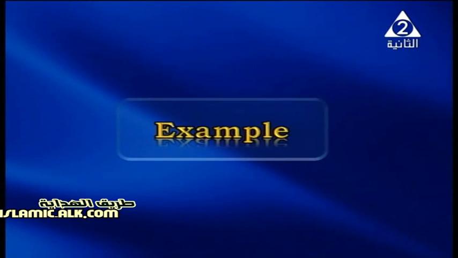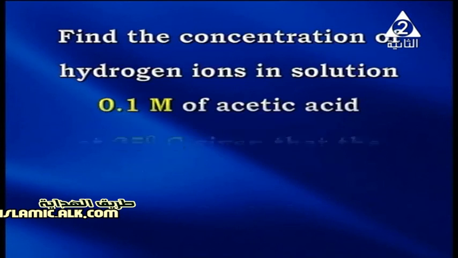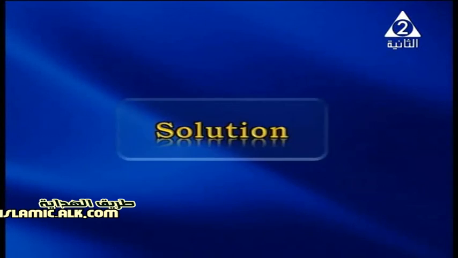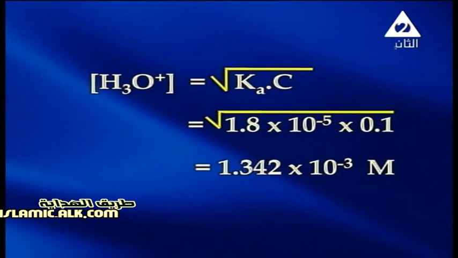Now we are going to discuss an example for calculation of hydronium ion. Find the concentration of hydrogen ion in the solution of 0.1 molar acetic acid at 25 degrees Celsius, given that the equilibrium constant for the acid equals 1.8 times 10 to the power negative 5. Solution: the concentration of hydronium ion equals the square root of Ka times C, so it equals the square root of 1.8 times 10 to the power negative 5 times 0.1, so it equals 1.342 times 10 to the power negative 3 molar.